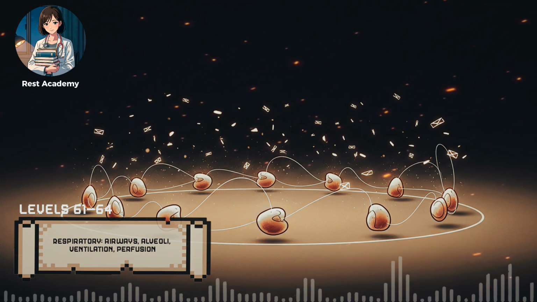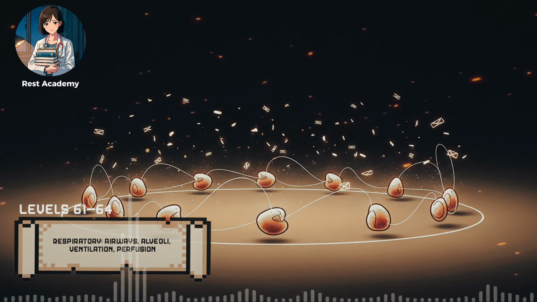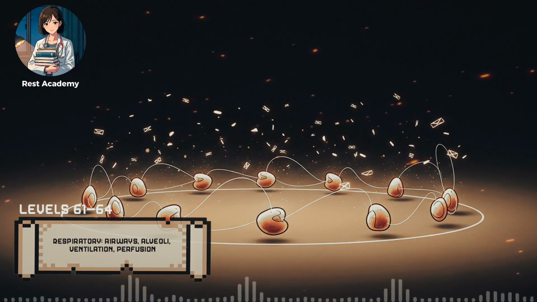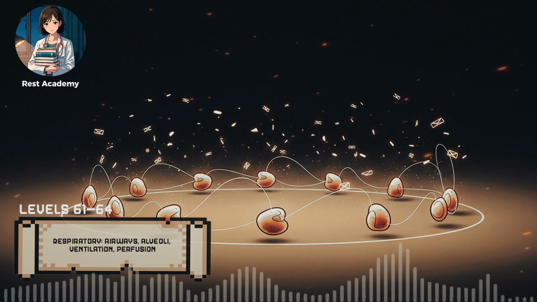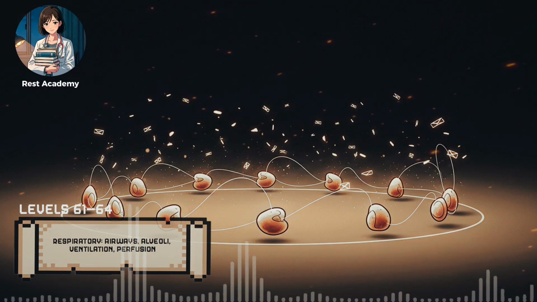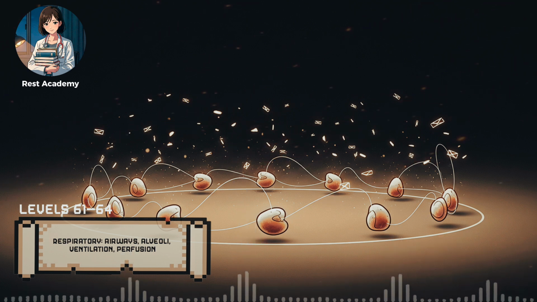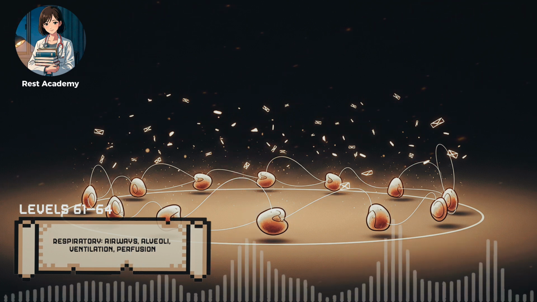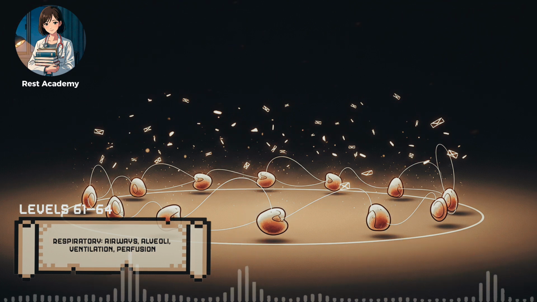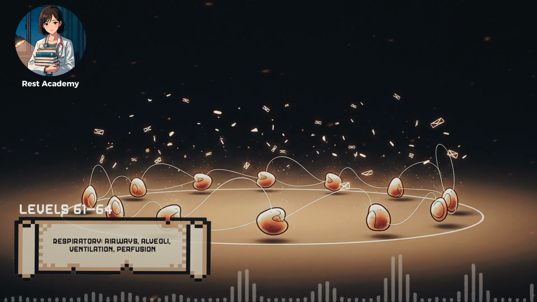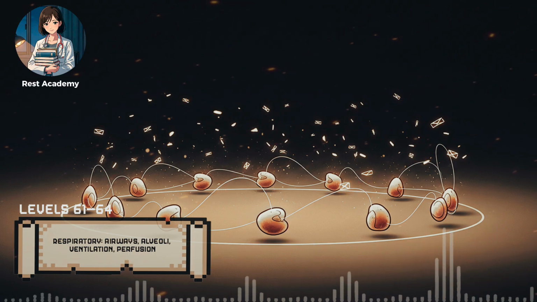Bronchi branch into secondary lobar and tertiary segmental bronchi, each supplying defined lung segments. These further divide into bronchioles, airways less than 1 mm in diameter, lacking cartilage but rich in smooth muscle. Terminal bronchioles mark the end of purely conducting airways. Beyond this, respiratory bronchioles give rise to alveolar ducts and sacs, where gas exchange begins. This transition from conducting to respiratory zone is gradual, increasing surface area and decreasing resistance.